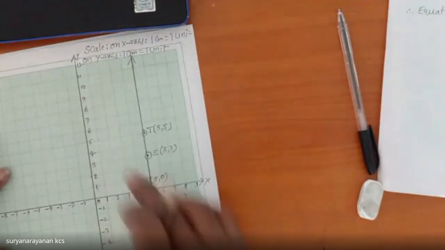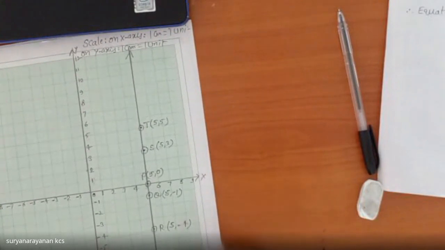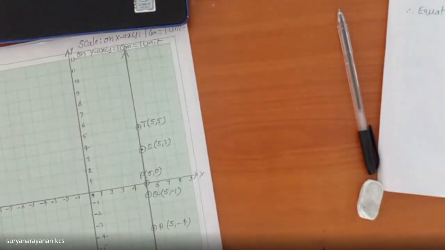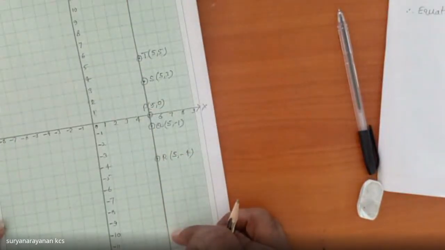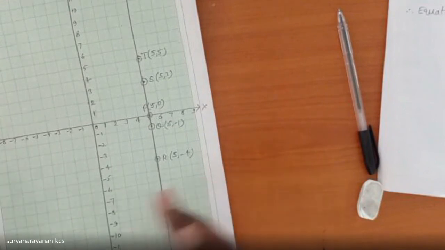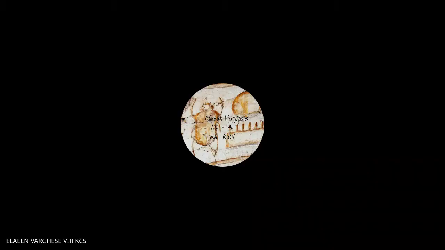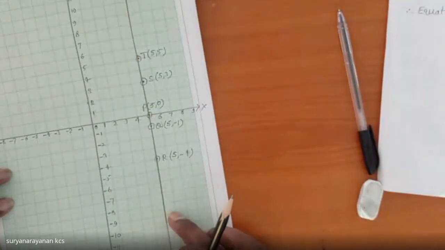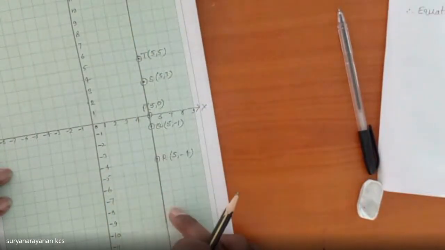What is the name of the graph of this curve? Is it a straight line or not? It is a straight line. This is the graph obtained by joining these points. So this is a straight line.